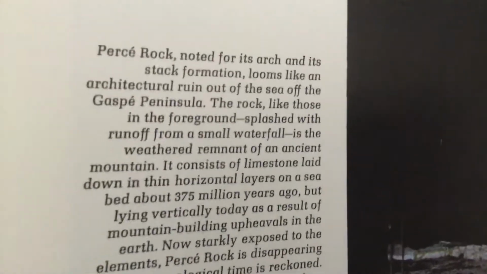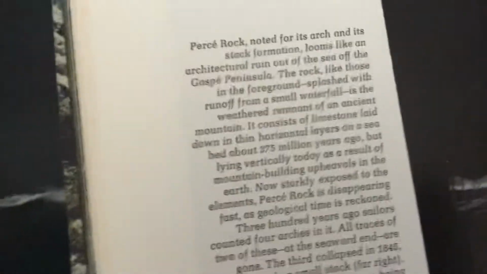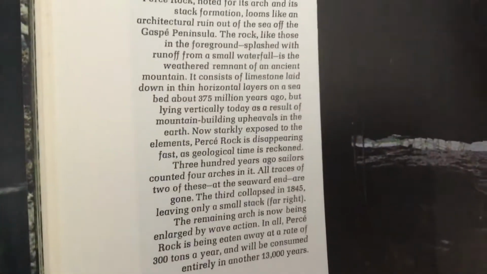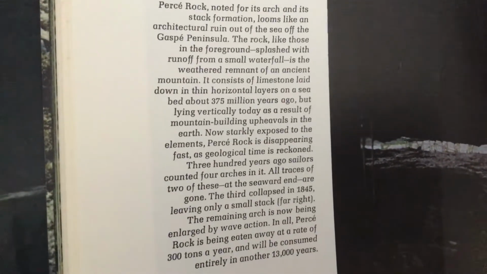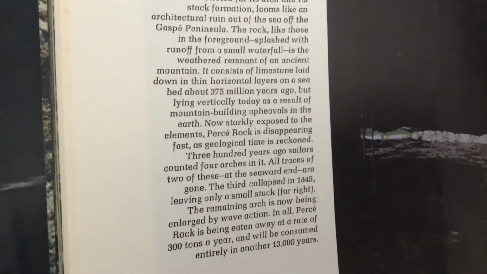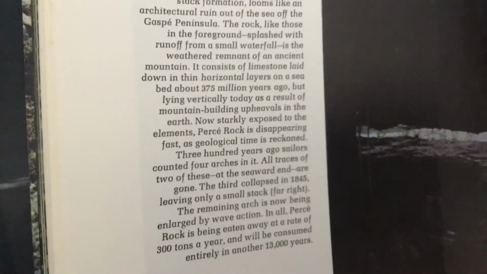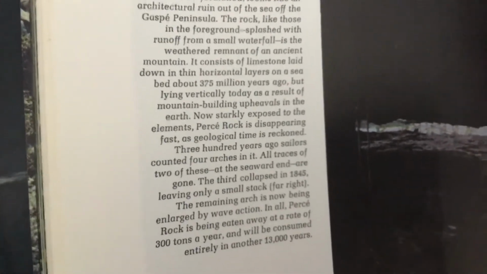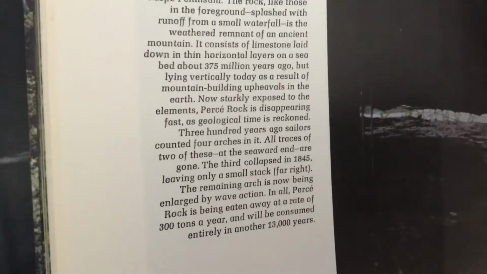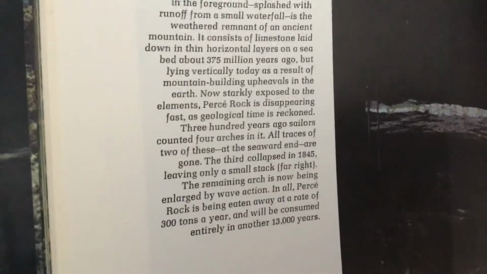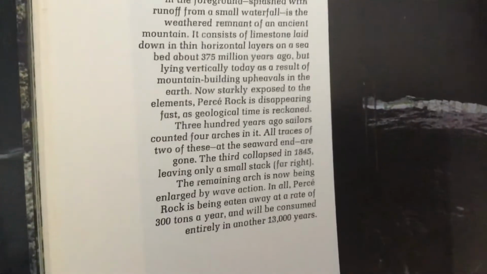Percé Rock, noted for its arch and stack formation, looms like an architectural ruin out of the sea off the Gaspé Peninsula. The rock, like those in the foreground splashed with runoff from a small waterfall, is the weathered remnant of an ancient mountain. It consists of limestone laid down in thin, horizontal layers on a seabed about 375 million years ago, but lying vertically today as a result of mountain building upheavals in the earth, now starkly exposed to the elements. Percé Rock is disappearing fast.